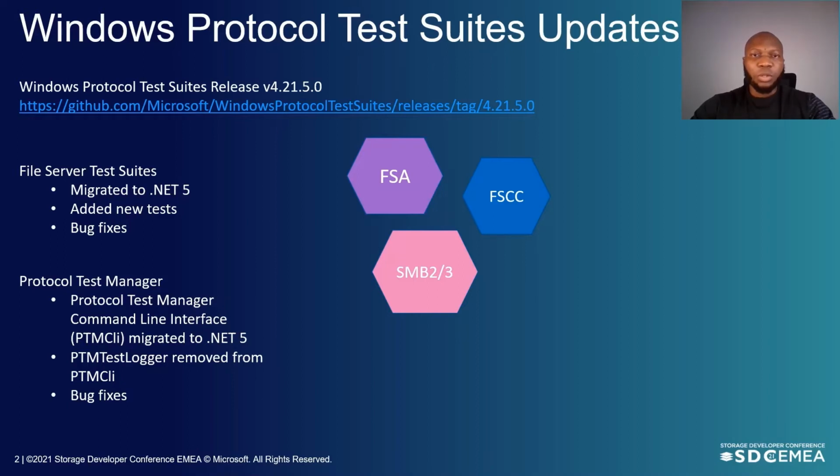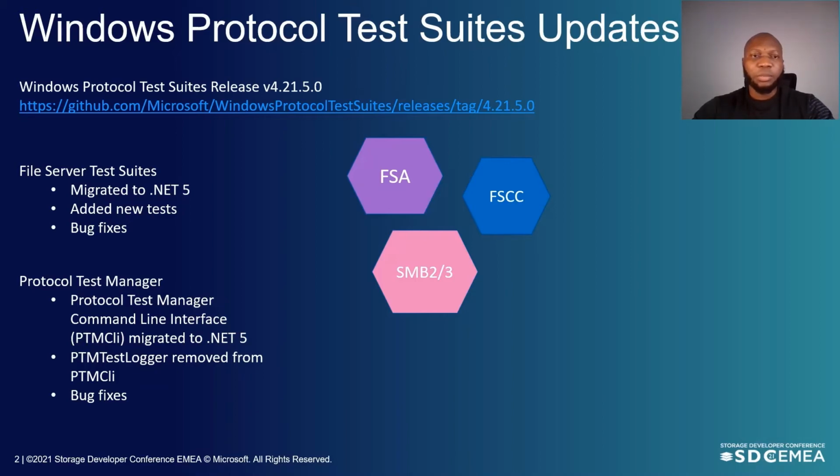Some of the things we worked on for this release include the FileServer test suite, which we have migrated from .NET Core 3.1 to .NET 5. We have also added new test cases, which I'll be discussing in depth much later in this session. These new test cases cover MSFSA, MSFSCC, and MSSMB2 protocols. We also worked on some bug fixes for this release.